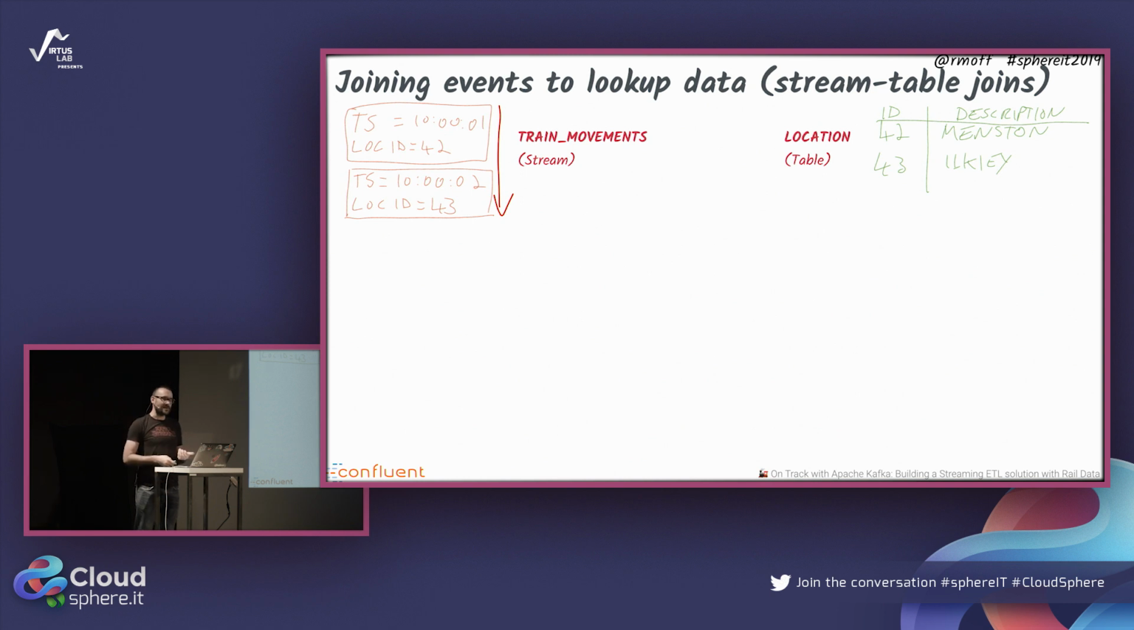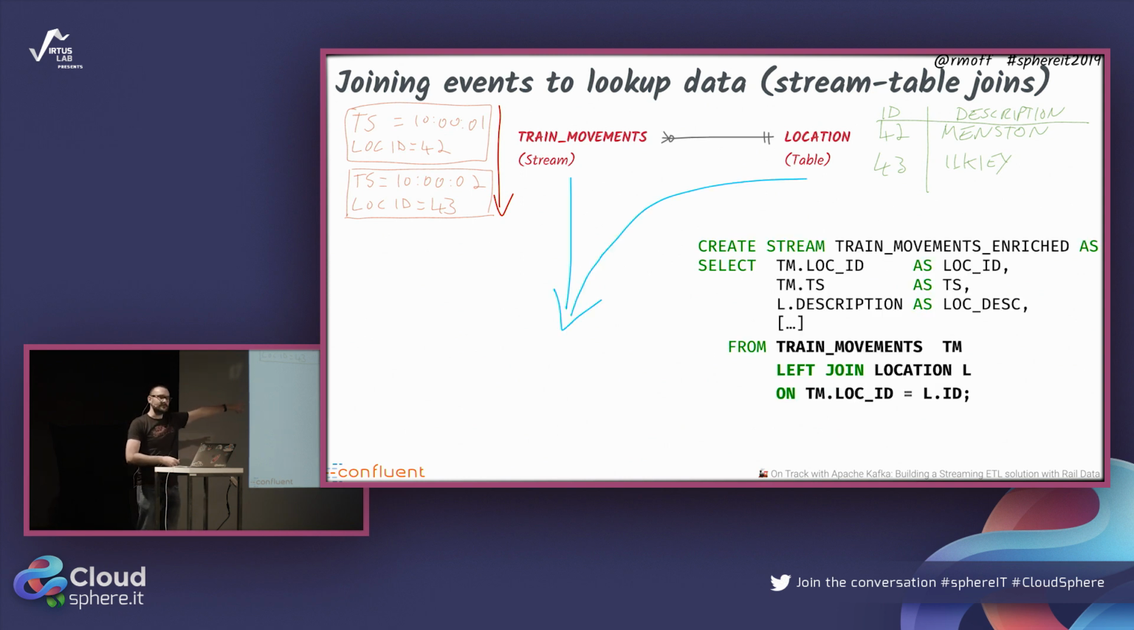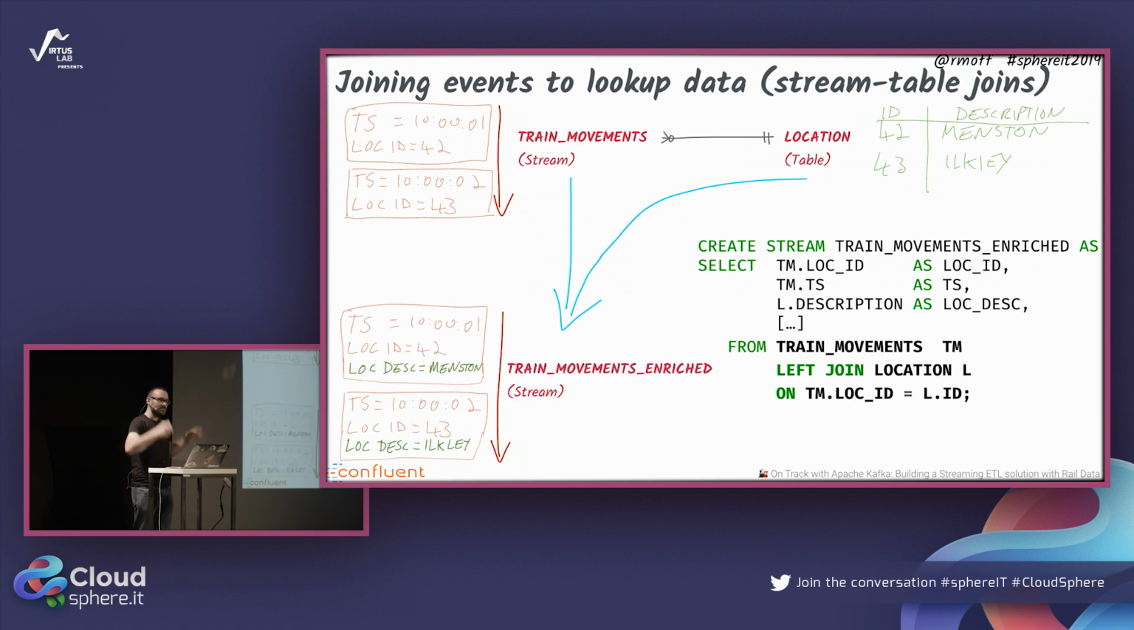So with the data sat on a Kafka topic, we can write a join. Create stream enriched as select XYZ from event stream, left join to location on foreign key equals primary key. So now any event that comes through, we enrich it with information about the location and write it out to a new enriched stream.